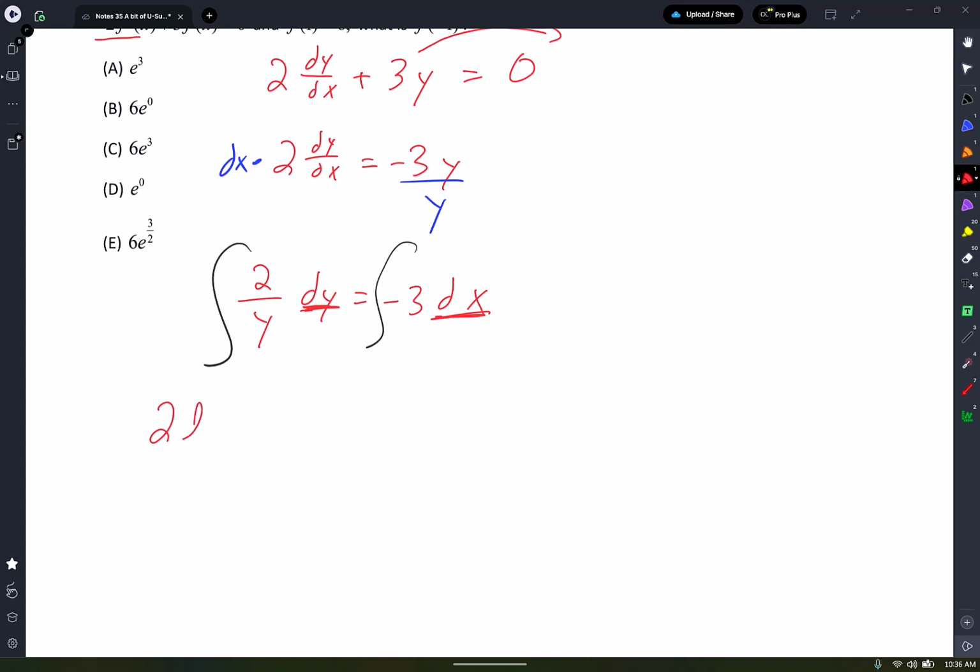Yes, ln. And I guess for now, since this is our first one, I'm going to say C1. Because I have 2 C's. It's our first time. What's the antiderivative of negative 3?